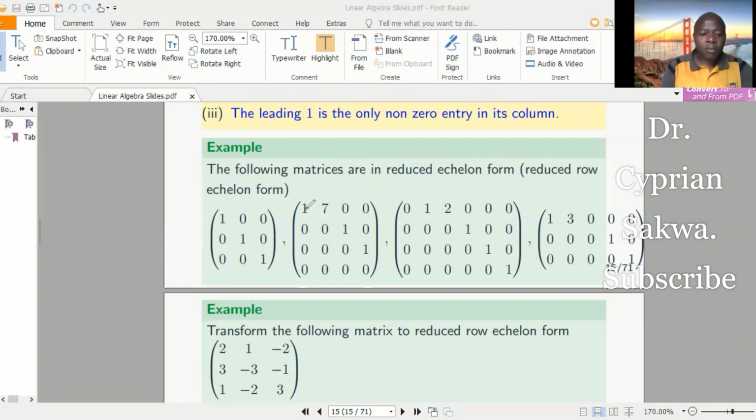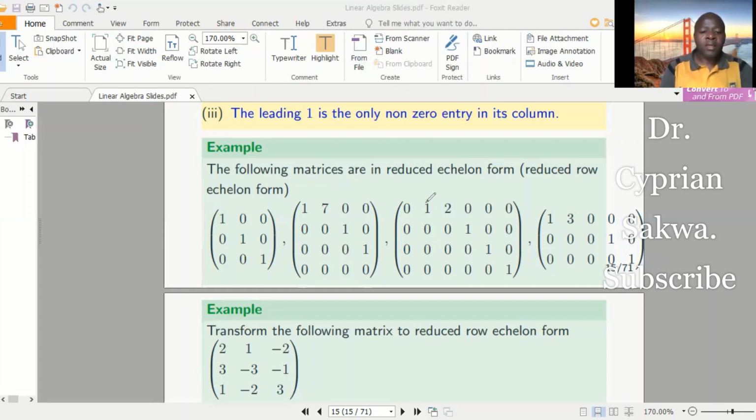The same thing can be observed here. The leading entry in this row is 1, in this row is 1, and in this row is 1. And a row of zeros must be at the bottom. Notice that this 1 is the only non-zero entry in this column, the same for this 1, and the same for this 1. So these two matrices are in reduced row echelon form, and these two are also in reduced row echelon form.